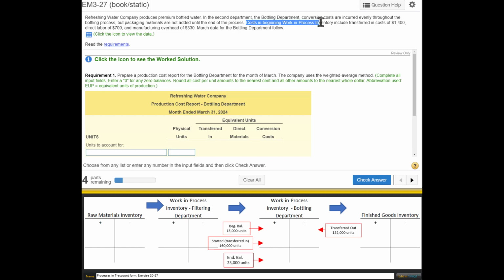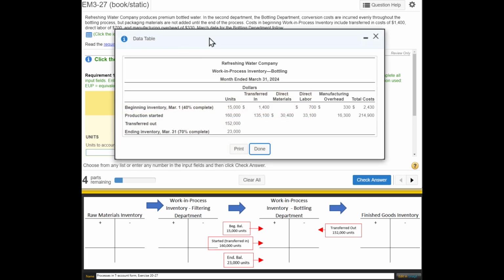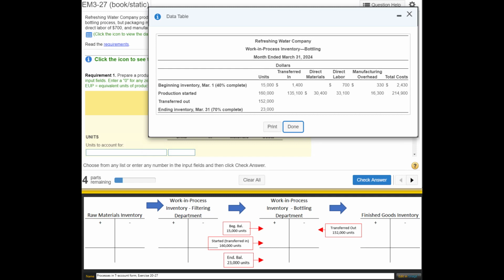Costs in the beginning work in process inventory include transferred in costs of $1,400, direct labor $700, manufacturing overhead of $330. March data for the bottling department follow. And I forgot to mention the final part of the workflow process down here: once the premium water is bottled, it's therefore finished, and it will transfer out of this department and go into the finished goods inventory, where it will sit until it's sold.